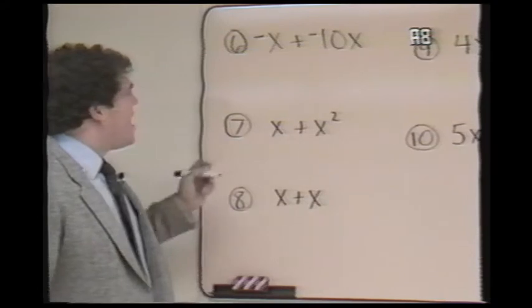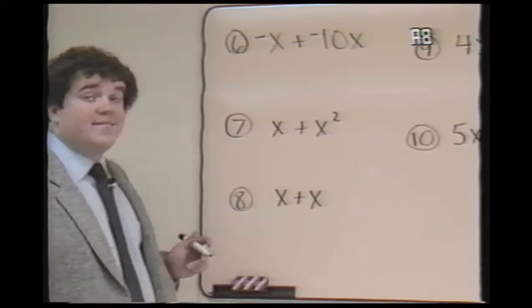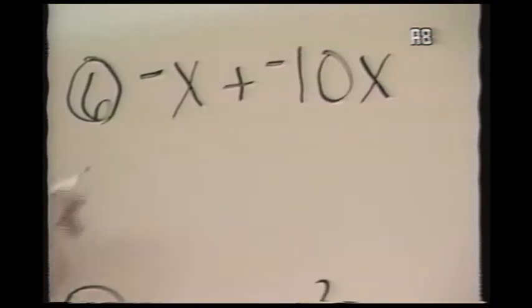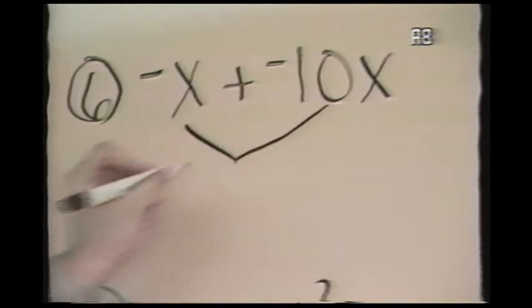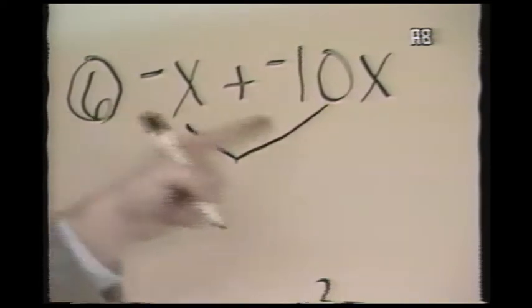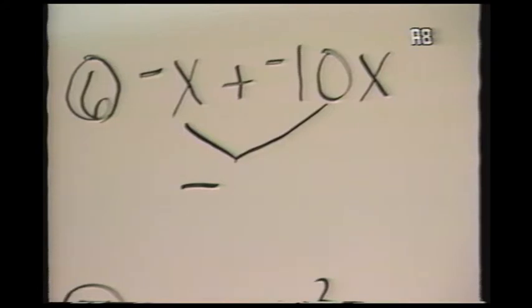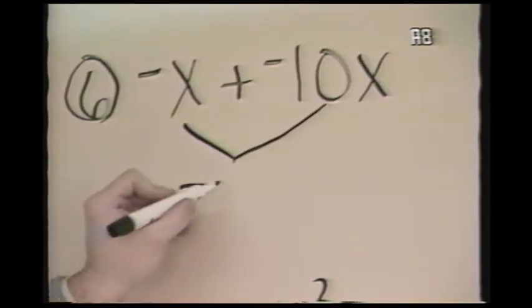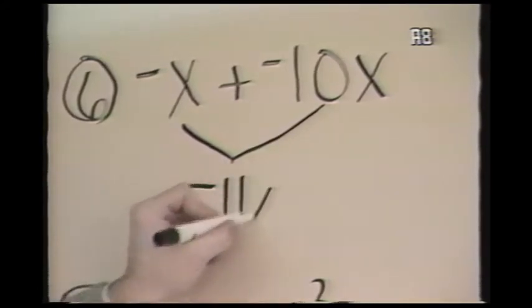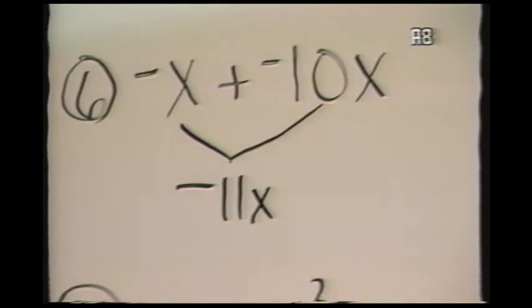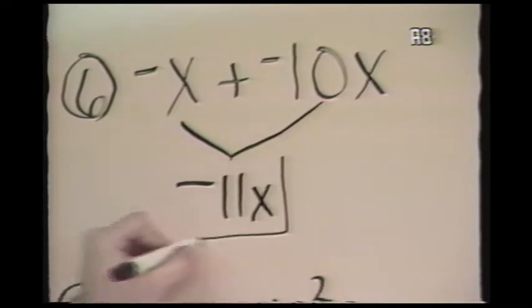Problem number 6. Negative x plus negative 10x. Will my answer be negative or positive? It will be negative. Do I add or subtract the numerical coefficients? I add them. The signs were the same, so I add the absolute values. Negative x plus negative 10x is negative 11x.